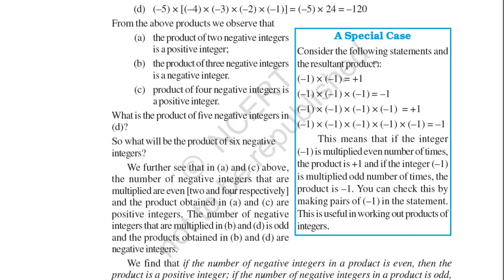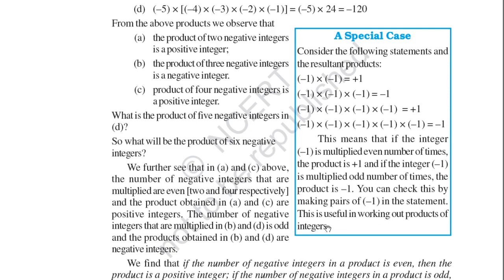So a special case is here. Consider the following statements and resultant products. Minus 1 into minus 1 is equal to positive 1. 3 times minus 1 is equal to minus 3. 4 times minus 1 is equal to positive 4, and 5 times minus 1 is equal to negative 5. It is clear. This means that if the integer minus 1 is multiplied an even number of times, the product will be positive 1. And if the integer negative 1 is multiplied an odd number of times, the product is minus 1.